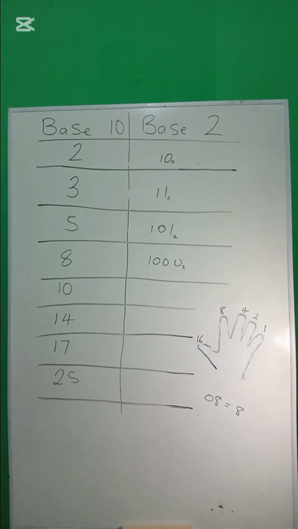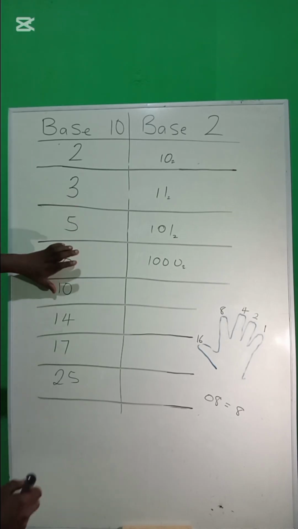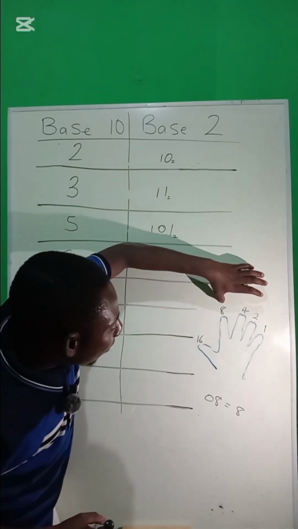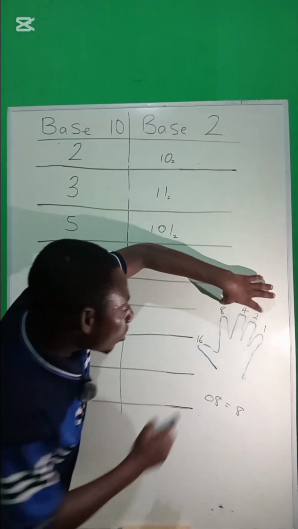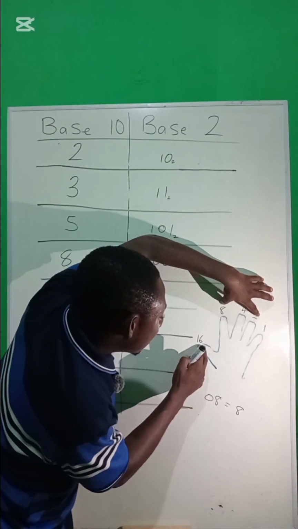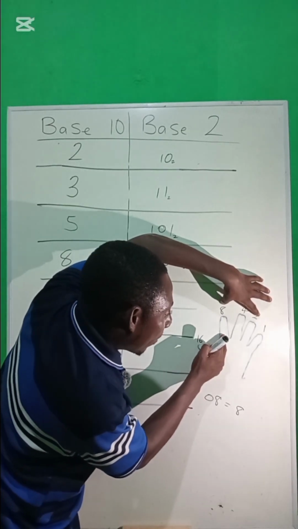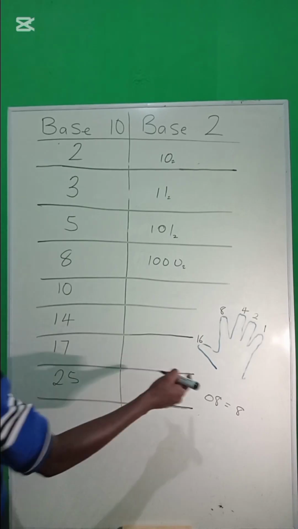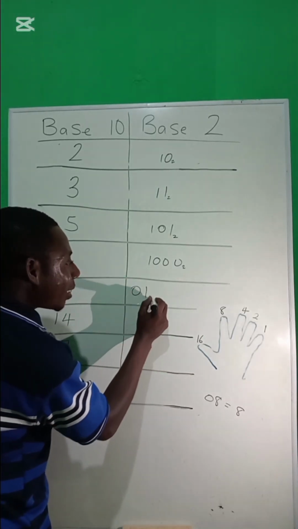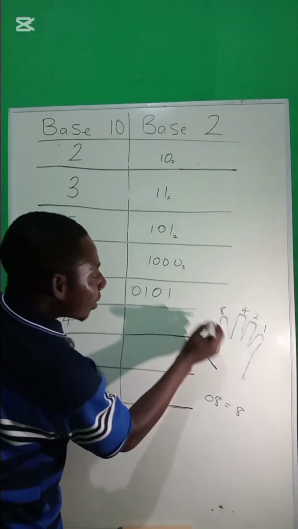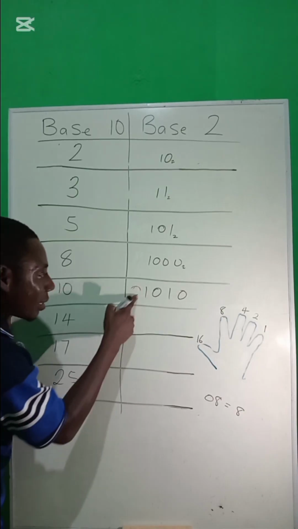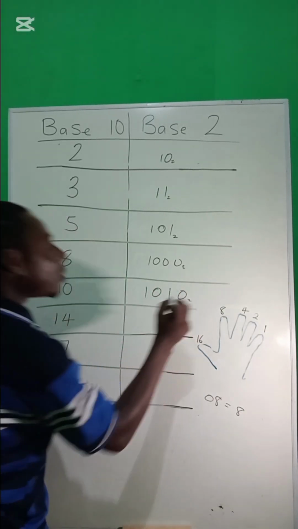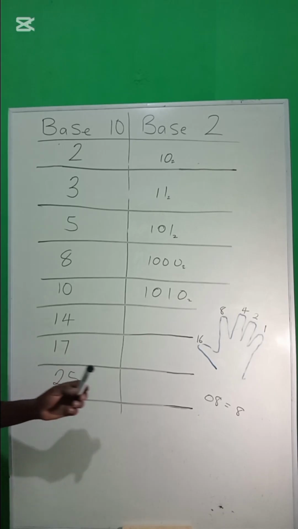Okay. Now let's look at 10 base 10 to base 2. 10, we're going to have 8 and 2. So 8 and 2, we'll have them this way as 0, 1 because 8 is up, 0, 2 is also up, 1, 0. So we have 0, 1, 0, 1, 0. If 0 begins, ignore that one. And that becomes 1, 0, 1, 0 base 2. I believe you are getting the concept.